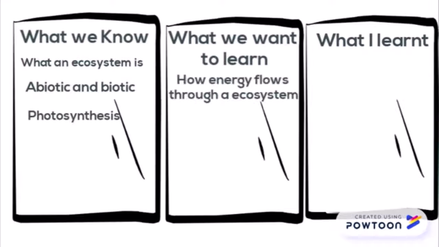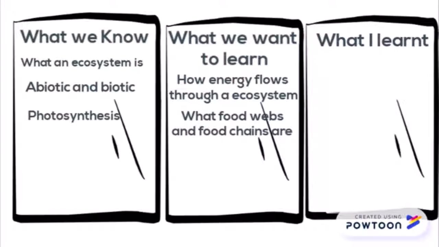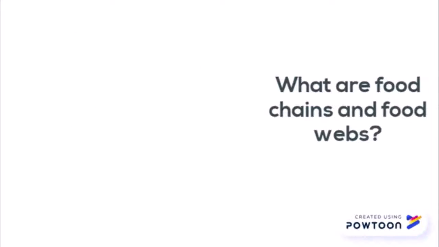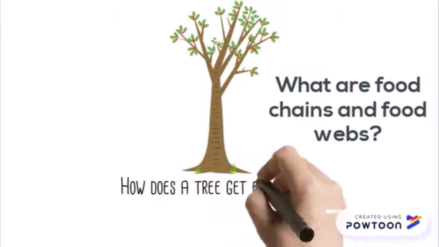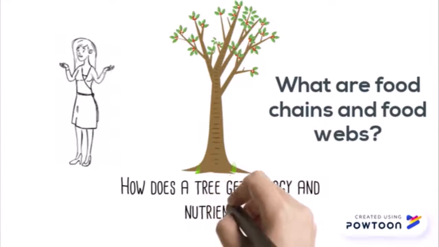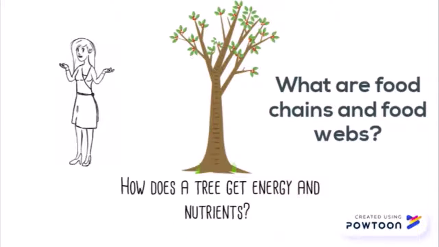First, we know what an ecosystem is, what abiotic and biotic characteristics are, and the process of photosynthesis. Then we are going to learn about how energy flows through an ecosystem and what food webs and food chains are. So what are food chains and food webs? Just like ecologists, we are going to break down concepts into smaller ideas to fully understand food chains and food webs. First off, how does a tree get energy and nutrients?